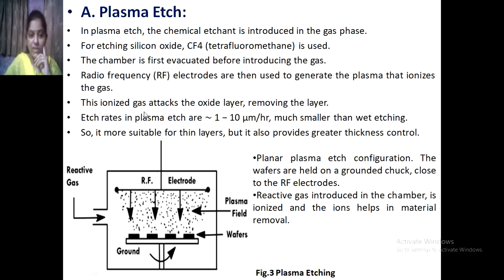This ionized gas, this reactive gas, attacks the oxide layer, removing the layer. So this is the plasma field, this is the gas, and radio frequency electrodes are used to generate the plasma that ionizes the gas. Then the etch rate in plasma is nearly 1 to 10 micrometer per hour, much smaller than wet etching.